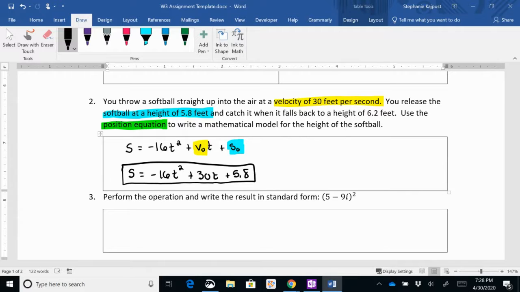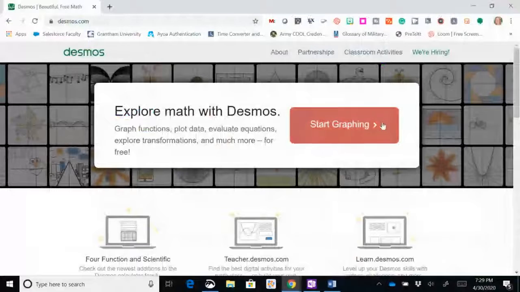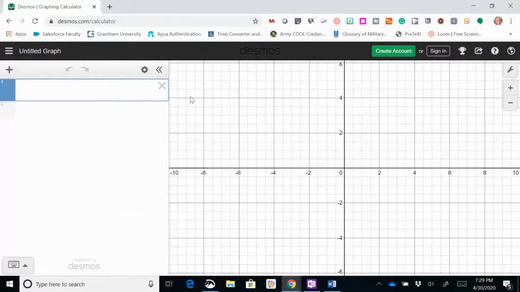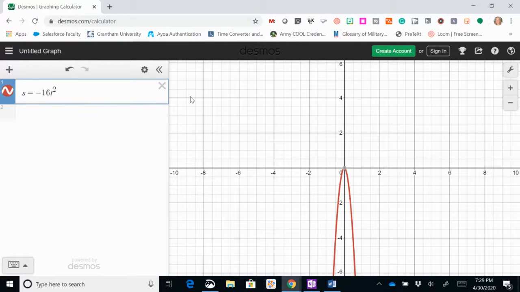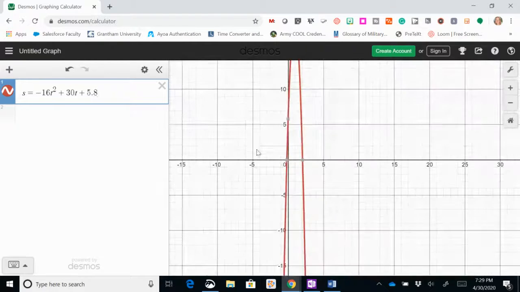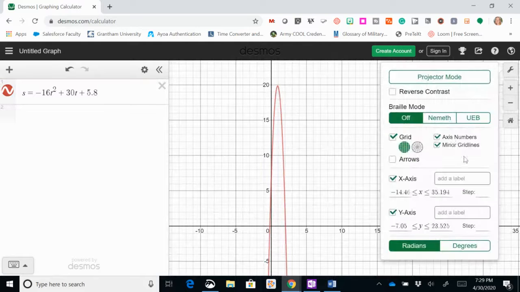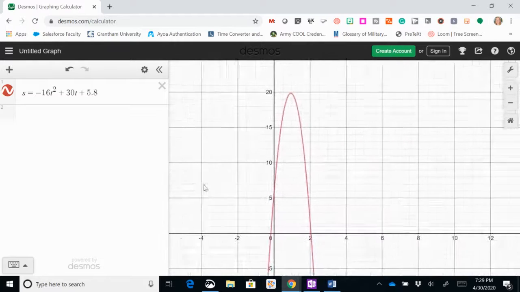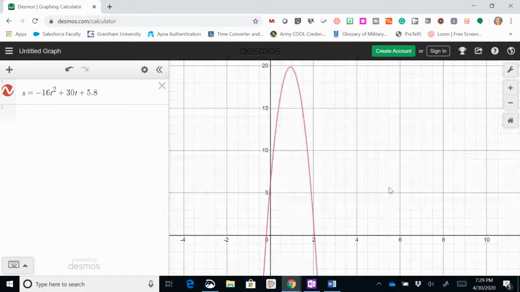A lot of people do extra work. I'm going to open up Desmos so I can just graph this for you. I could graph it by hand, but it's probably easier in Desmos. So I've got negative 16t squared plus 30t plus 5.8. This is what the graph looks like. And I'm going to just adjust that. I don't need my x to go to 35. Let's see, there we go.